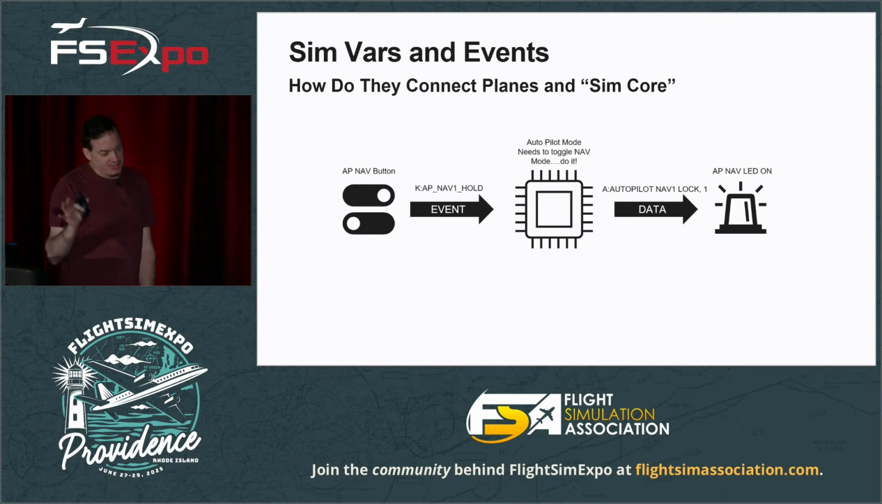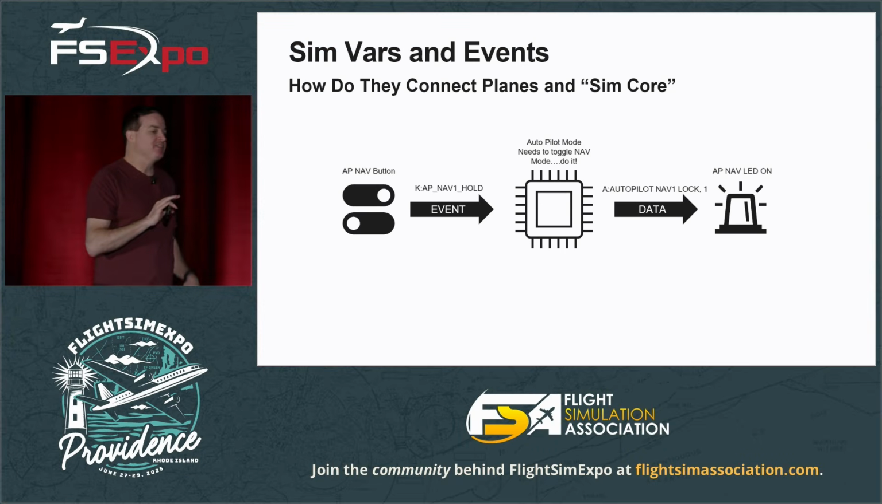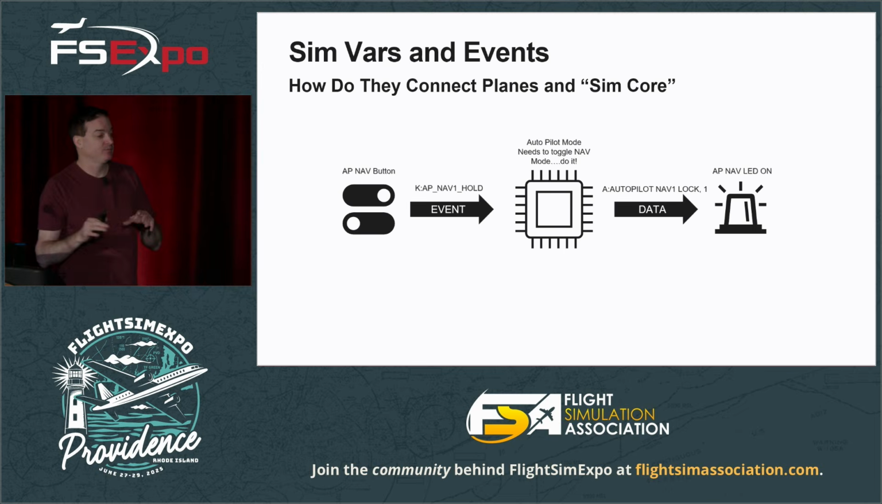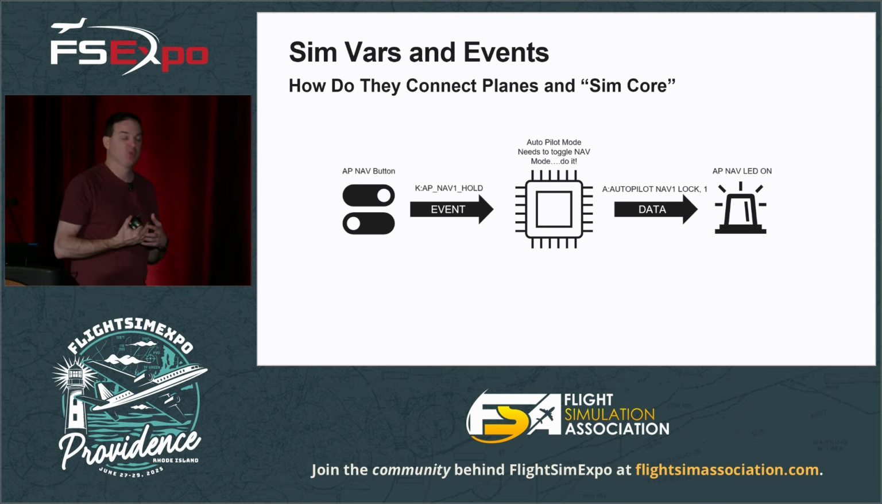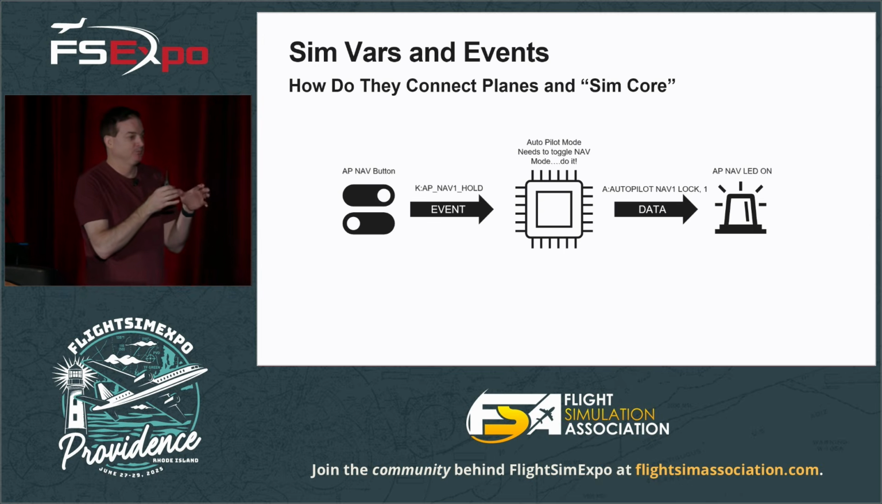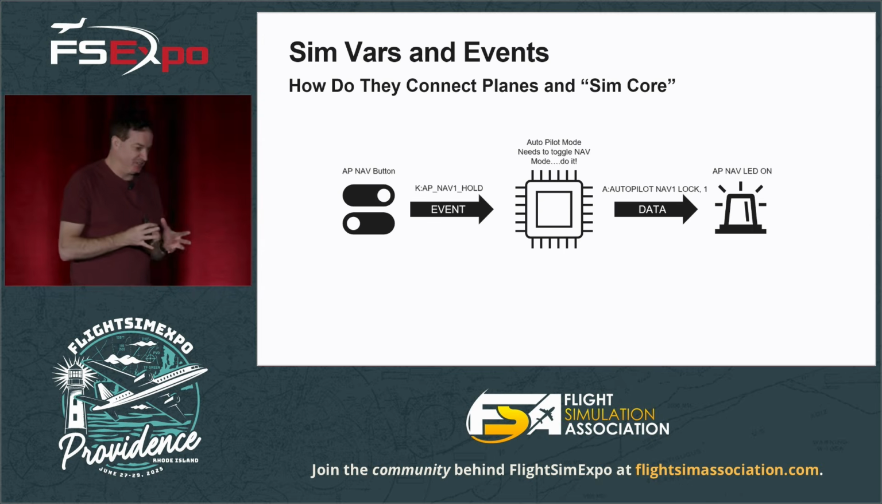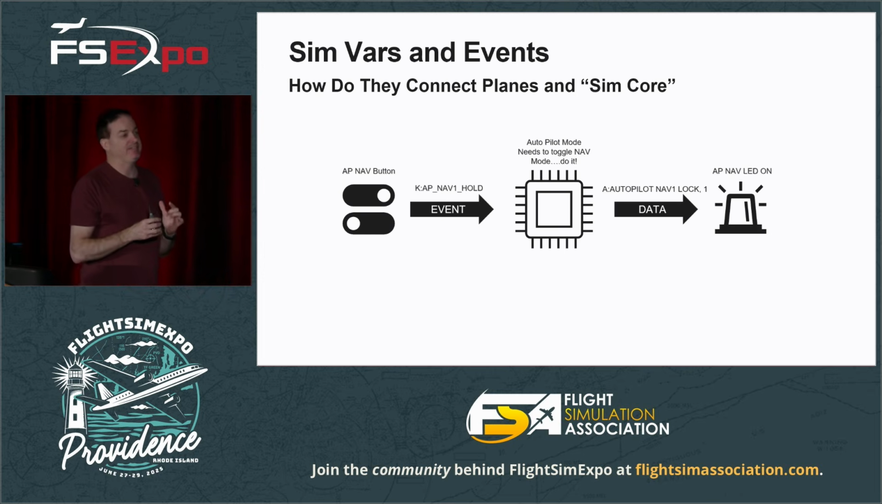So how does the sim work? Everything's about SimVars and events. So how do they connect planes? Basically when you flip a switch, press the Autopilot nav button, that's going to send the K event of Autopilot nav 1 hold into the sim. And the sim is going to process this, and then it's going to spit out the data, right?